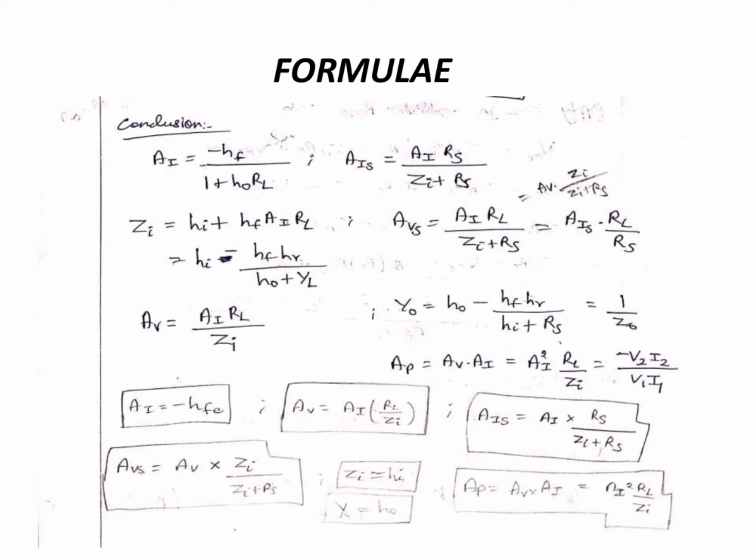These formulas talk about various quantities: current gain, overall current gain, input impedance, voltage gain, overall voltage gain, output admittance, power gain, and many more. I have written each of them twice, so don't be confused by that. Please remember these formulas. I stress this again and again because these formulas help you solve many problems, not only on single stage and multi-stage amplifiers, but also on other amplifier types.